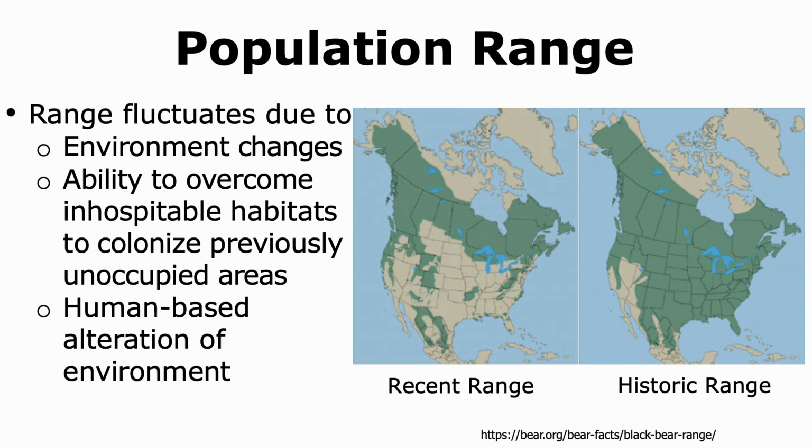For example, when we look at the range of black bears now, which is the recent range, and compare it with the historic range, we are able to see that the range of black bears is much smaller than what it was before. A lot of this can be attributed to changes of the environment that are due to human activity.